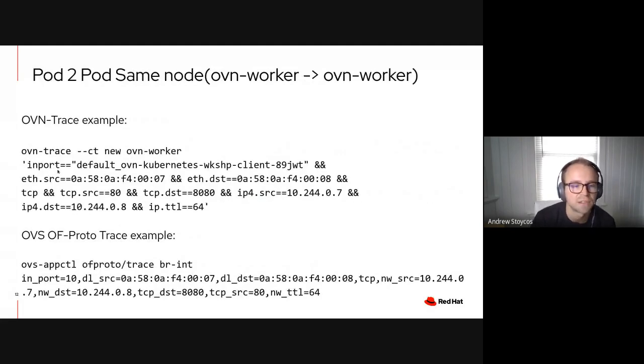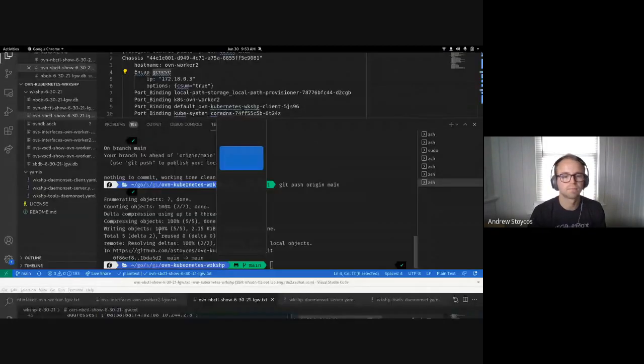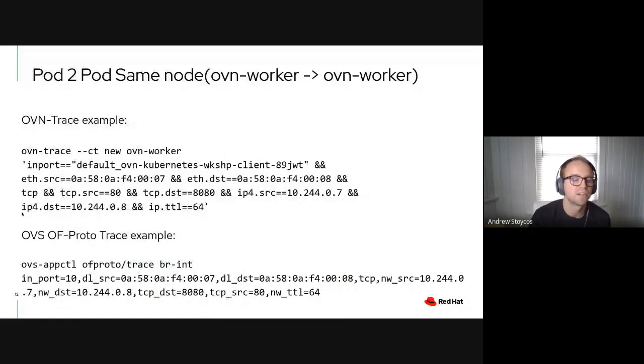As you can see in the first trace, the inport is that port we just looked at. The MAC source is the MAC of the client pod, and the MAC destination is the MAC of the server pod, sorry, which we can see on the same node right here. Some other things to note, you can also specify the protocol and the TCP source port, which you don't have to do. The TCP destination port is obviously pretty important. And OVN trace also has a concept of layer 3, where you assign IPv4 source and destination.